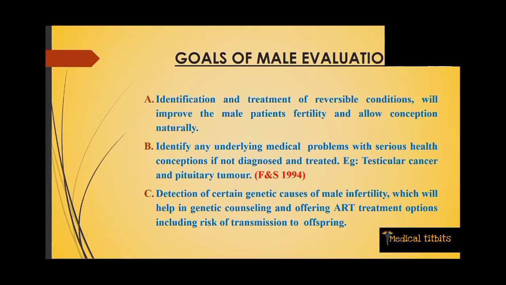Identification and treatment of reversible conditions, lifestyle factors being one of them. Identify any underlying medical problems and serious medical disorders like testicular cancer, pituitary tumor, uncontrolled diabetes, etc. And then finally, detect certain genetic causes which can be treated by ART procedures with the risk of transmission to offspring like Y chromosome microdeletions and all.